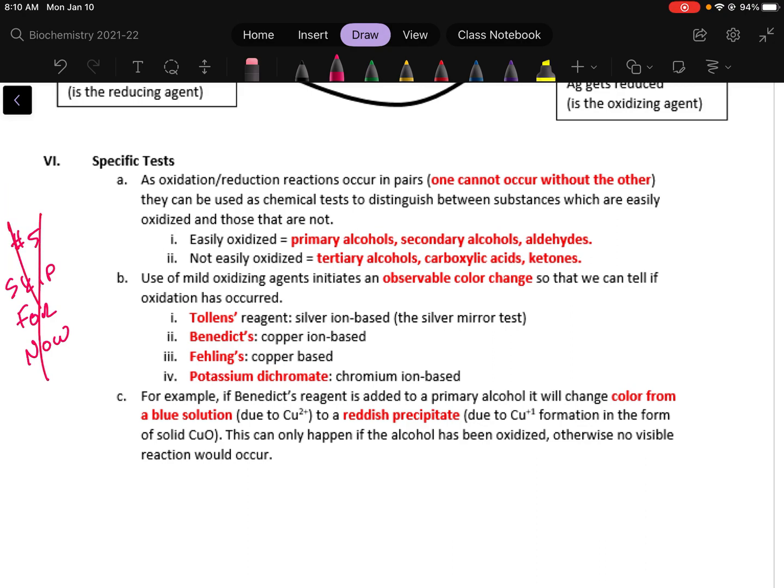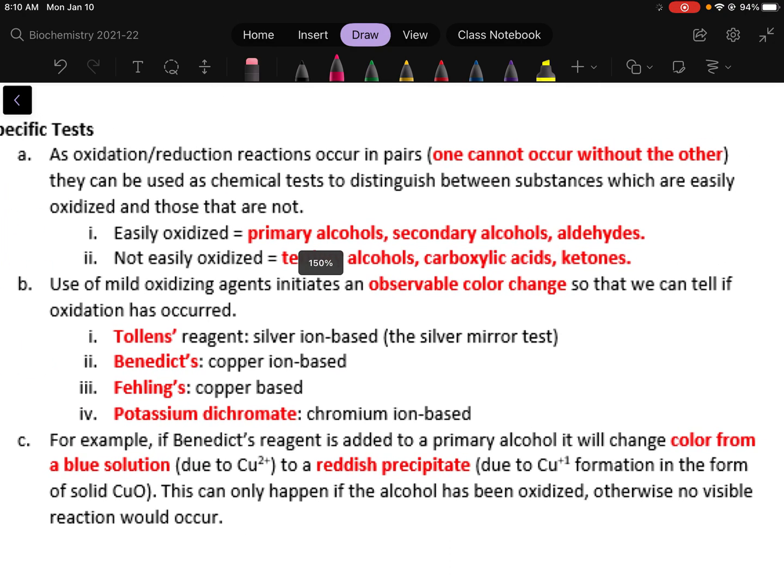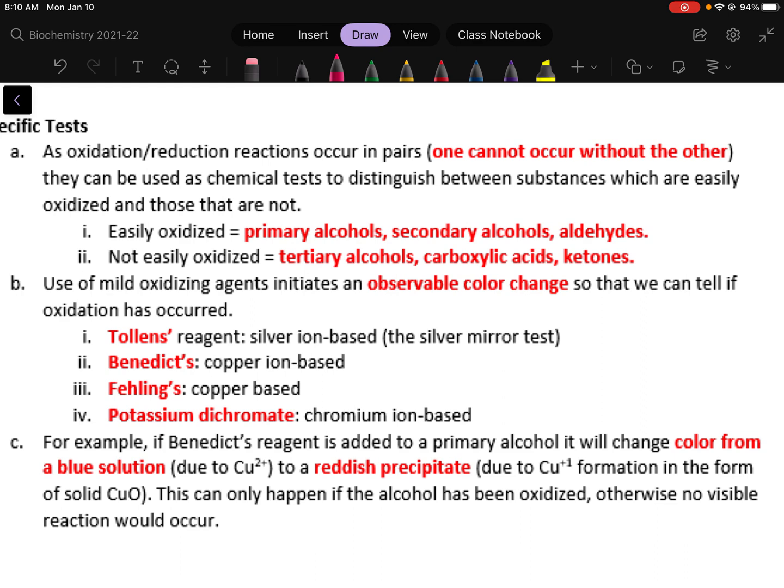Number 5, I don't want you to skip this on your homework anymore. I just want to tell you that we're going to do a lab, either Wednesday or Friday, and it's going to involve all this stuff that we're talking about. The long and short of all of this information is that we have several different redox tests that we can use to distinguish between primary alcohols, secondary alcohols, and aldehydes, which are easily oxidized, and then tertiary alcohols, carboxylic acids, ketones, or aromatic aldehydes that are not easily oxidized.